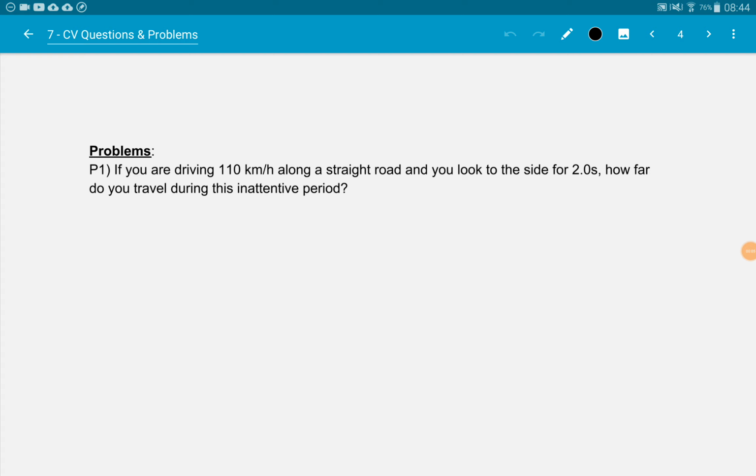Problem number 1. If you're driving 110 kilometers an hour along a straight road and you look to the side for 2 seconds, how far did you travel during this inattentive period?